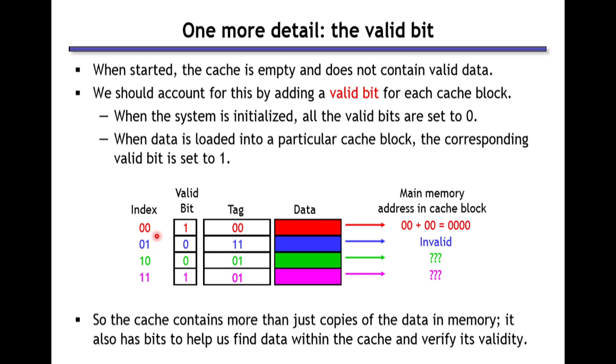For example, here this valid bit is 1, so the main memory address in this cache block is valid. And if you observe here, the valid bit is 0, so it is invalid. Similarly, this one, address 10, is also invalid, and this one is valid.